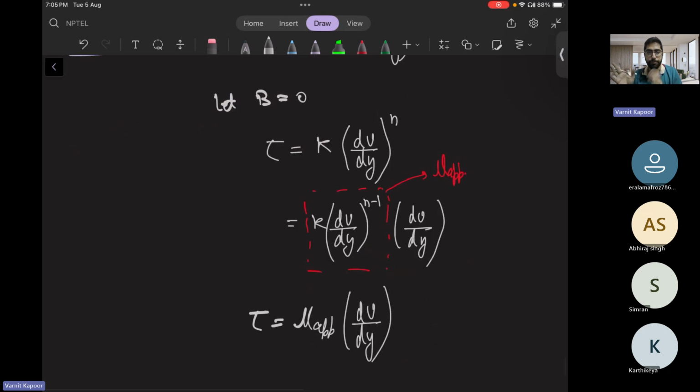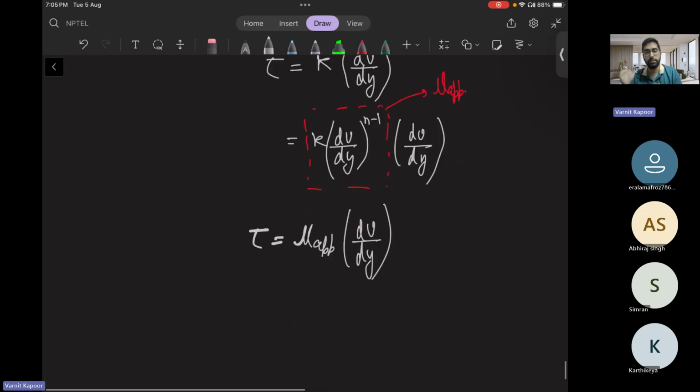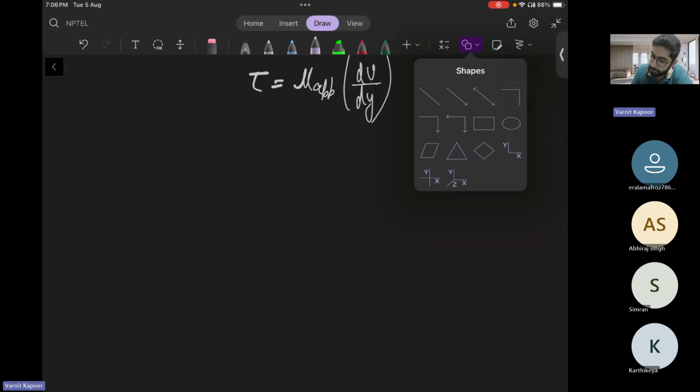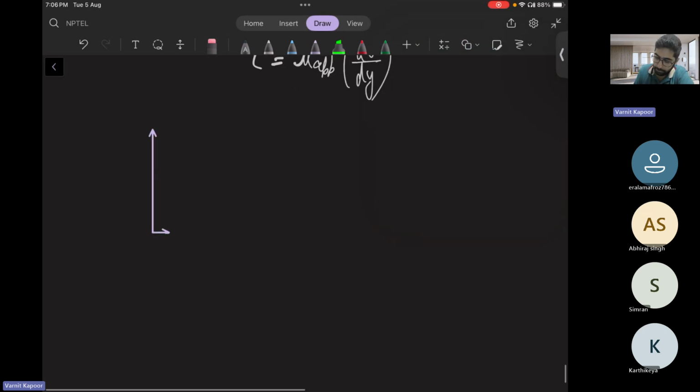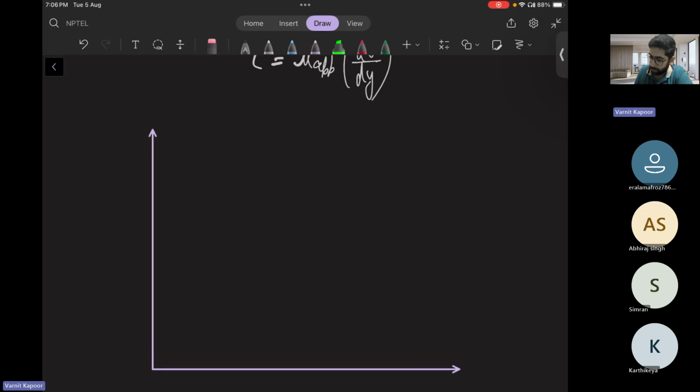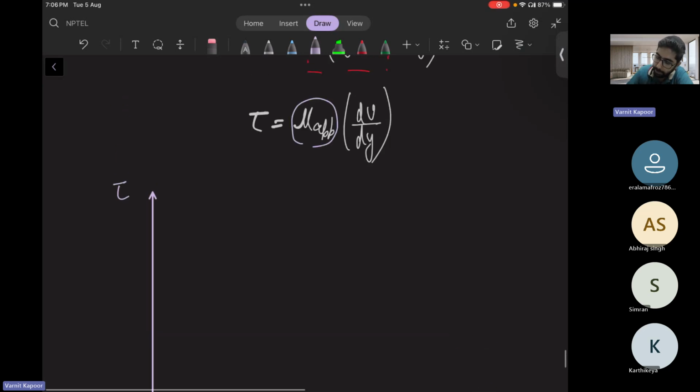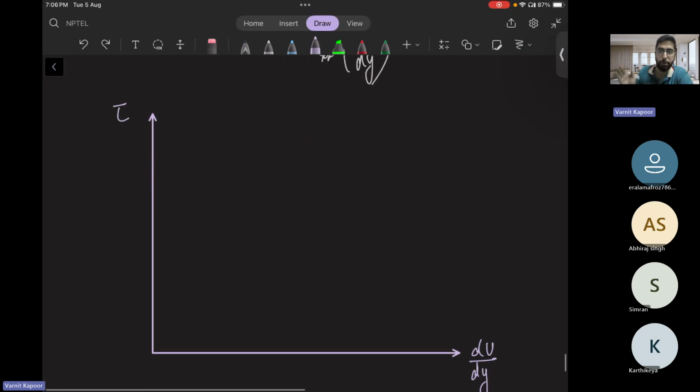Now we will draw the plot for shear stress versus du by dy, and we will see what the mu apparents are in all the cases and how they change. This is a very important plot I'm going to make. So this is shear stress, this is du by dy. This time the slope will be mu apparent only. Let me first make the plot, then I'll explain each one by one.